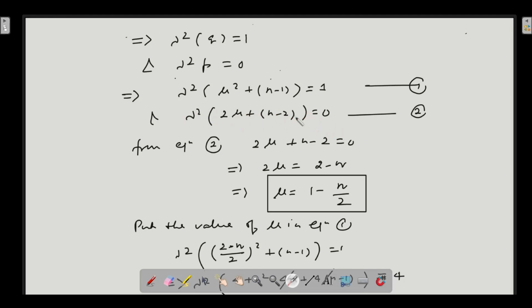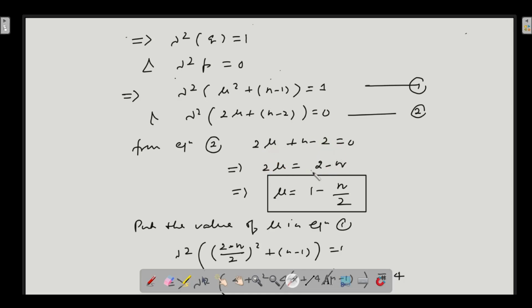For the product to be 0, this expression must be equal to 0, because the other factor cannot be 0, otherwise the matrix will vanish. So from equation 2, 2 mu plus n minus 2 is equal to 0. So from here 2 mu is equal to 2 minus n.